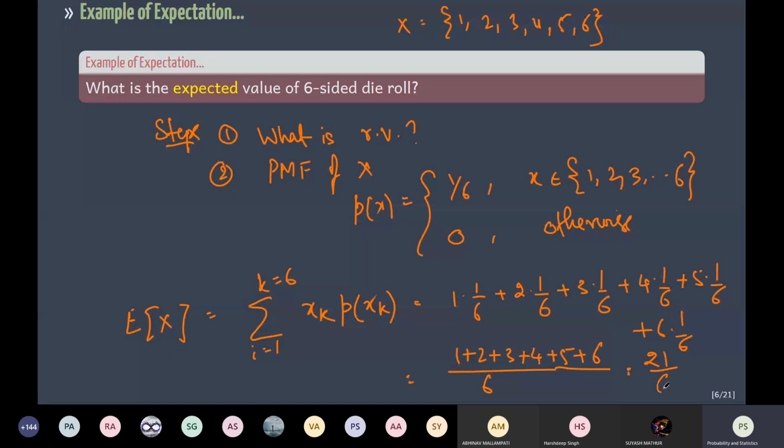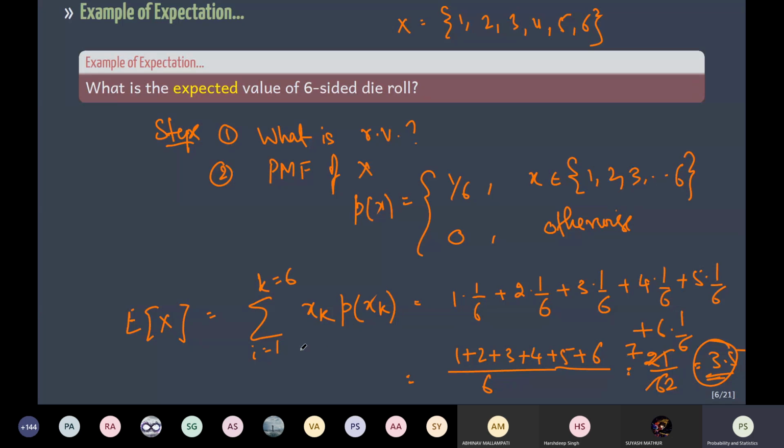So, divided by 6. Okay, so this is how much? So it's 21 divided by 6, that is 3.5, right? And that is kind of expected, right? You're getting a number somewhere in between, somewhere in between, right?